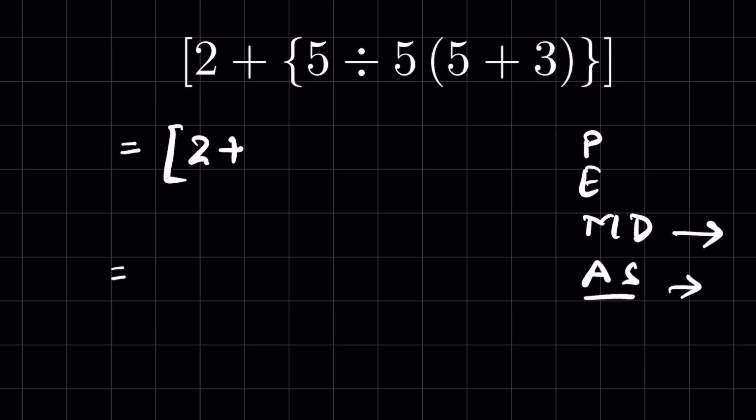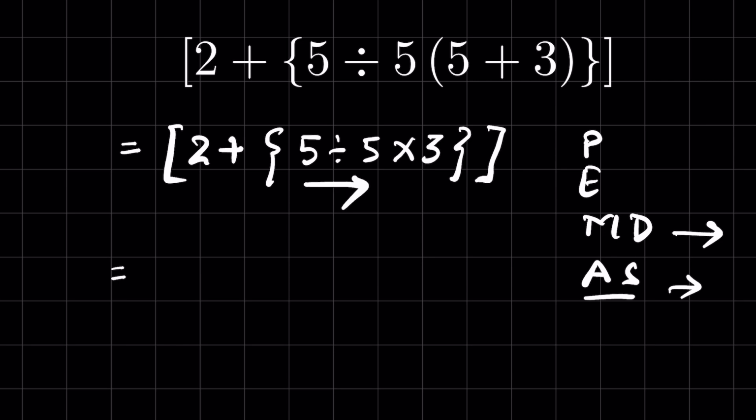So here we will write other operations as they are: 2 plus, then 5 divided by 5, then you remove the bracket, times 3. Now from left to right there is division. Always remember that the parenthesis will take precedence. You have to solve parenthesis first. So once we remove this smaller parenthesis, we are at the curly bracket. Within the bracket also follow this left to right rule and this order of operation.